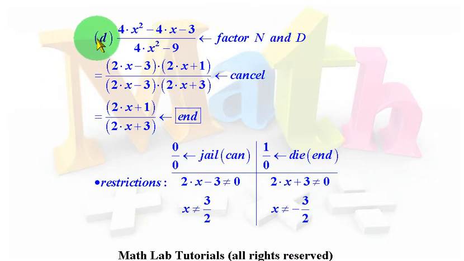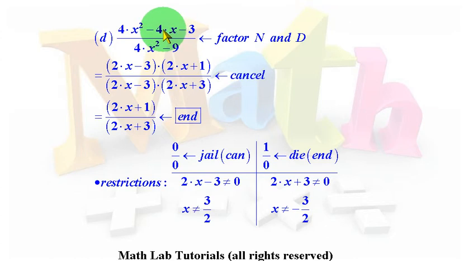Part D is a similar question. We have a quotient or a rational function. The numerator over here is quadratic, the denominator is quadratic, and the idea is to factor both numerator and denominator.